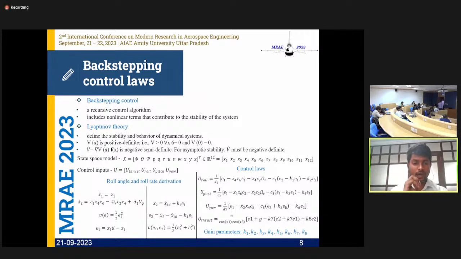So I have taken an example of roll angle and roll rate derivative, and here E1 is your error, and E2 is your angular rate error. In V1, E1 and E2 are used to define your Lyapunov function, and based on the Lyapunov theory to define the stability, these are the controls I have derived for U roll, U pitch, U yaw, and U thrust, with gains K1, K2, K3.